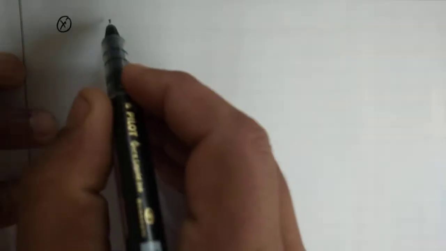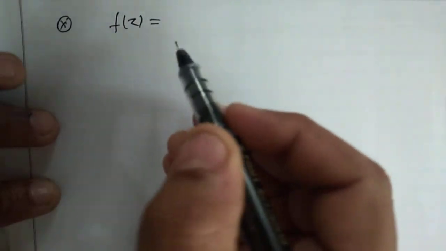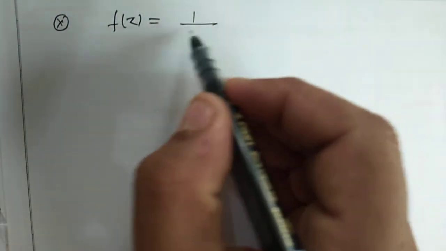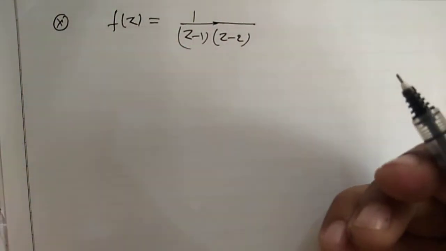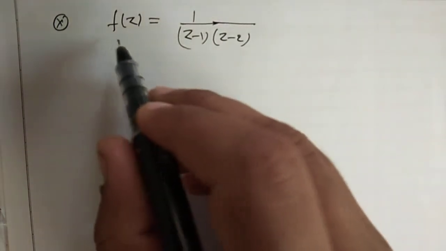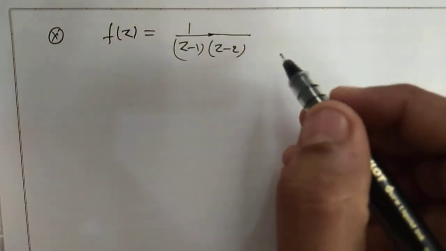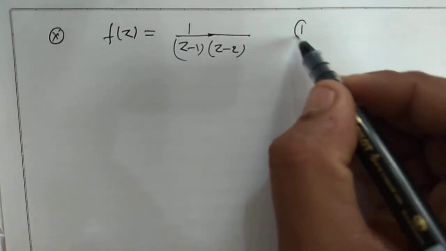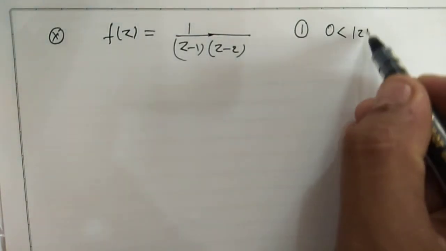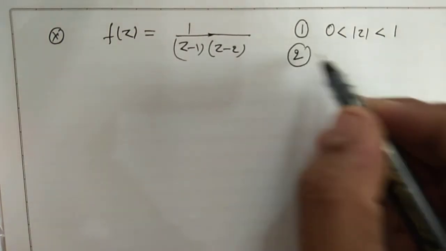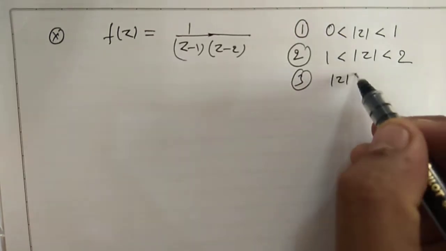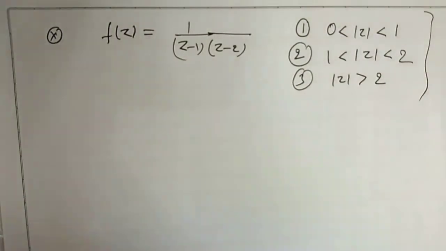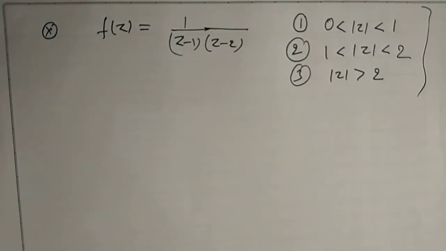Let us try to understand the Laurent series with one example. So let f(z) equal to 1 upon (z minus 1)(z minus 2). Expand this function f(z) in the Laurent series in the regions. The first region is given as 0 less than mod z less than 1, the second is 1 less than mod z less than 2, and the third region is mod z greater than 2. So about these three regions we need to find the Laurent series.